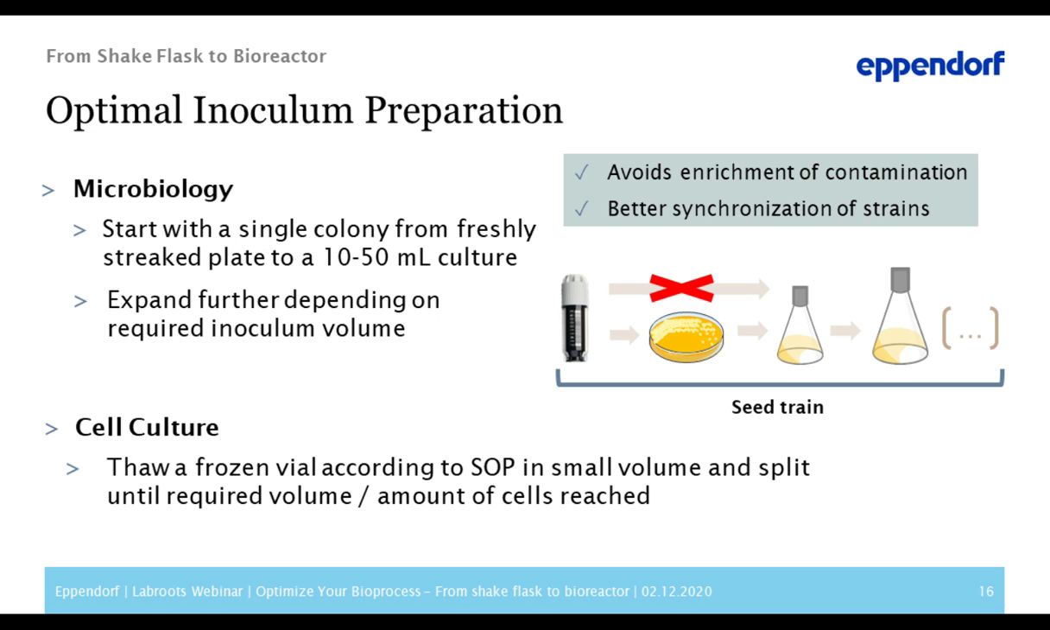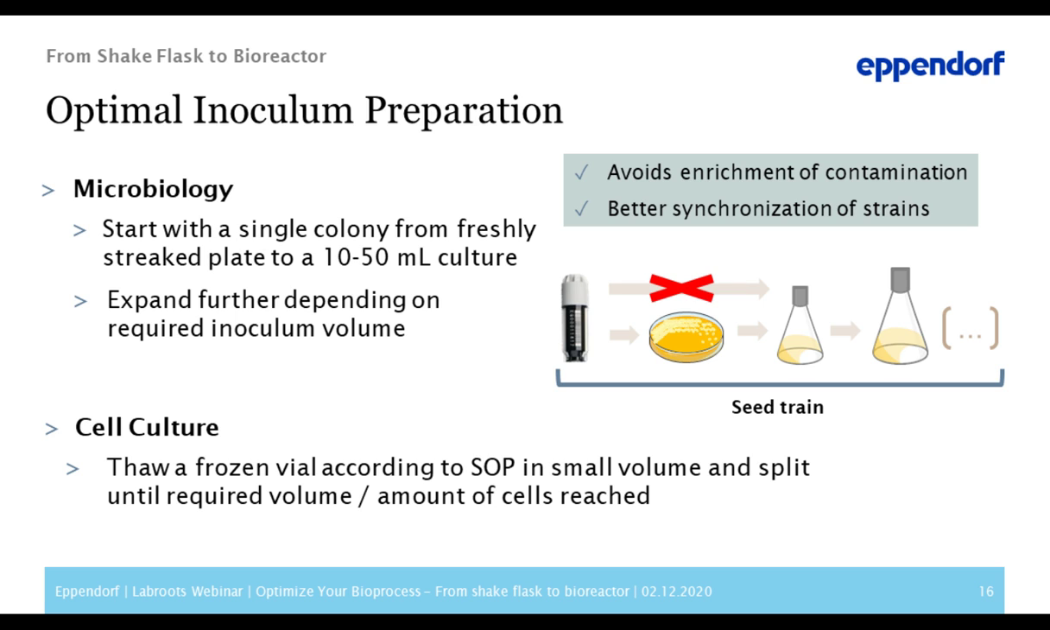That not only prevents a potential enrichment of contamination if having one in stock, hopefully not, it also results in a better synchronization of strains if your aim is to run comparable experiments, for instance, screenings. So from the small liquid culture, volumes can be further expanded to larger flasks depending on the required inoculum volume needed. This is called then seed train.